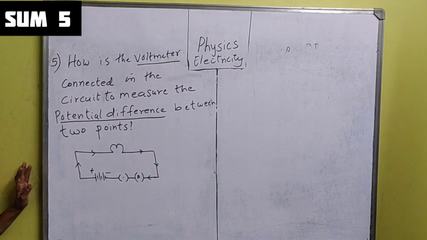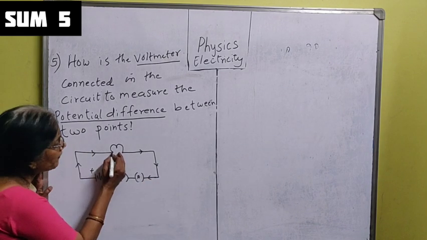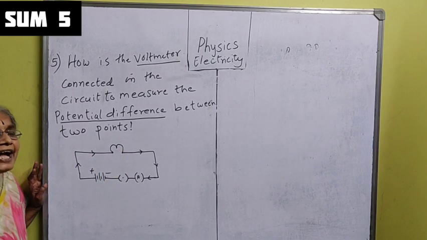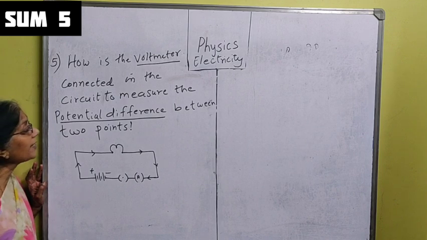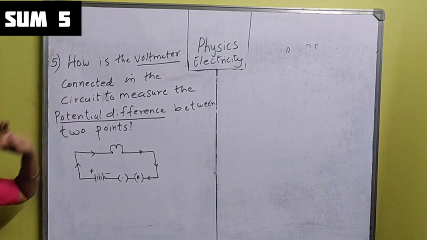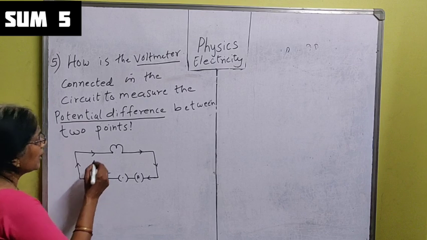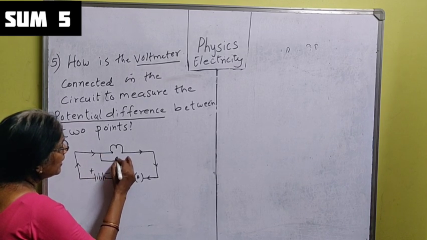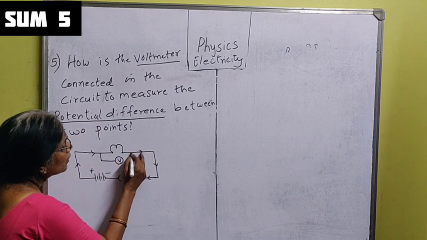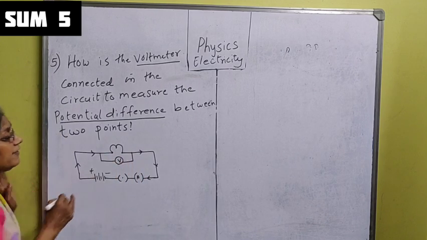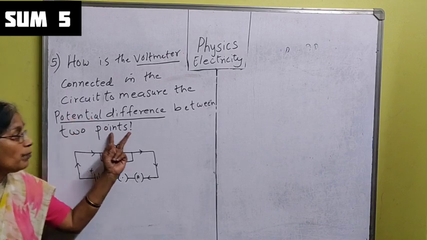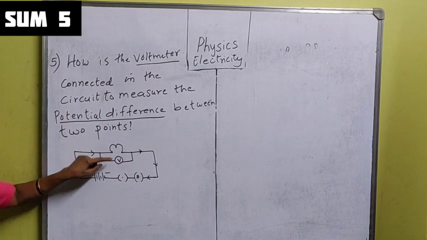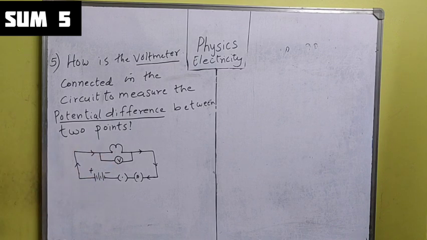Now I want to find out what is the potential difference between these 2 points in the bulb. So what do I have to do? How do I have to connect the voltmeter? Always remember the voltmeter is connected in parallel to the device which has 2 points and whose potential difference is to be measured. So this is parallel connection if a bulb is given.